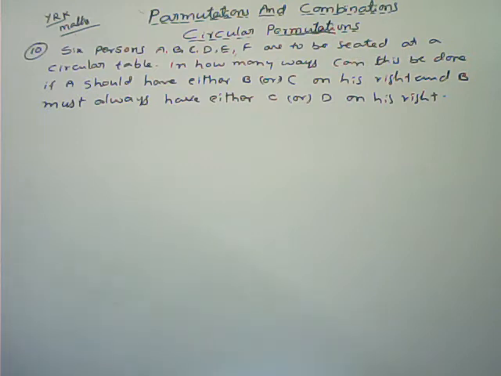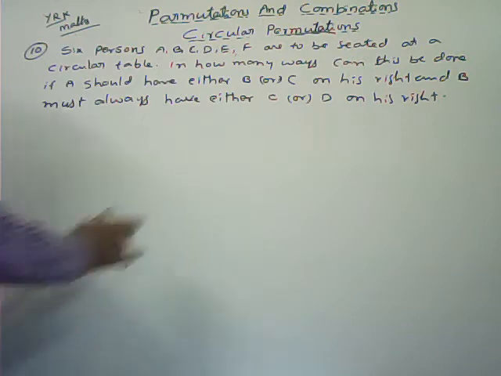This is a nice problem. 6 persons A, B, C, D, E, F are to be seated at a circular table. In how many ways can this be done, if A should have either B or C on his right, and B must always have either C or D on his right? Here 2 cases are there.